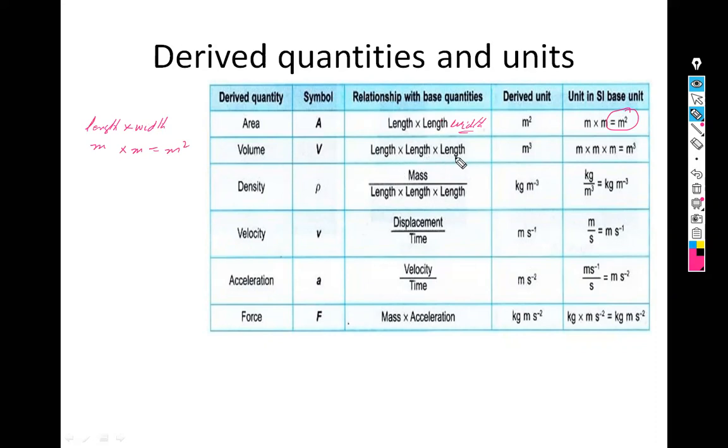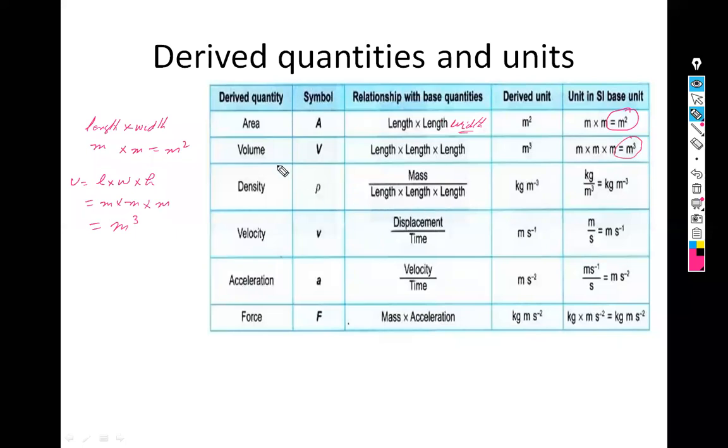And same thing, look at this one, volume. Volume is length into width into height. You may say length, no problem at all. But all are the length. Length is measured with meters. Width is also a distance measured with meters. Height is also a distance measured with meters. Then what will be? Multiply them. This will be meter cube. Look at this. Meter cube is the unit for volume.